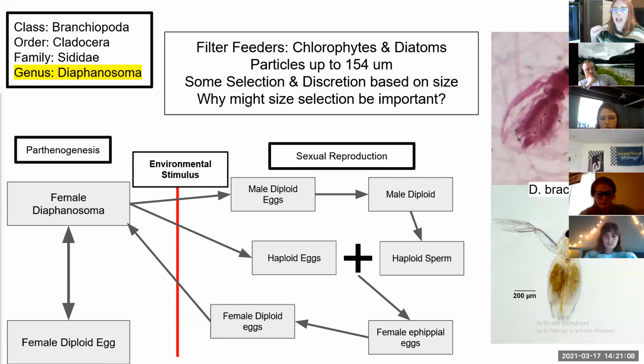And then the haploid eggs that are produced also by the Diphanosoma combine with that. So you have some genetic recombination now that produces female ephippial eggs. The ephippial eggs are basically the Diphanosoma's equivalent to a diapause, because it's saying, okay, the environmental conditions are not great. I can put these eggs on the floor. They're going to sit there for a while. When conditions are great again, they'll hatch, and then we'll go back to our regular parthenogenesis.